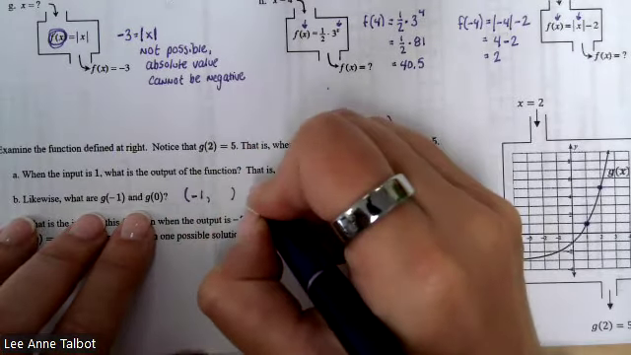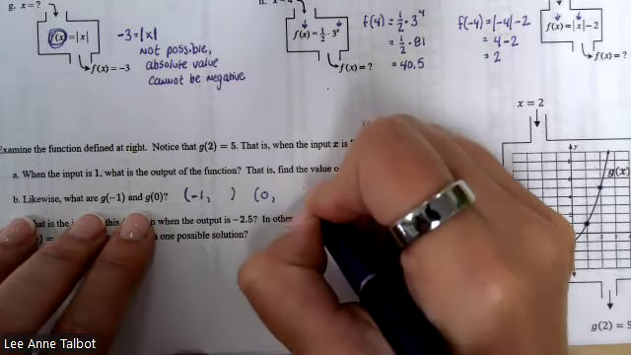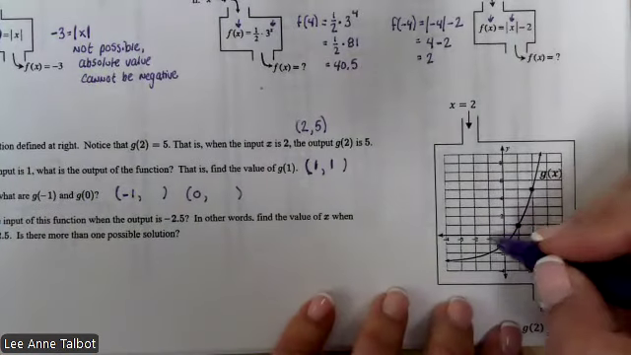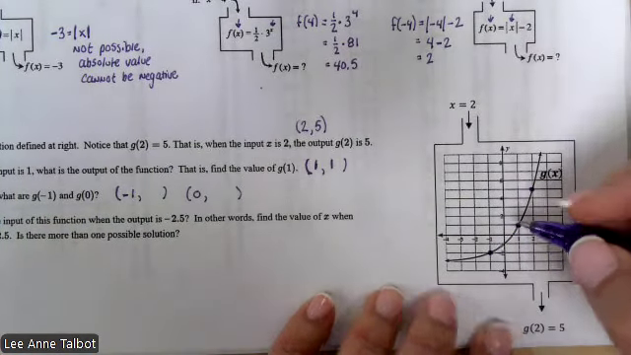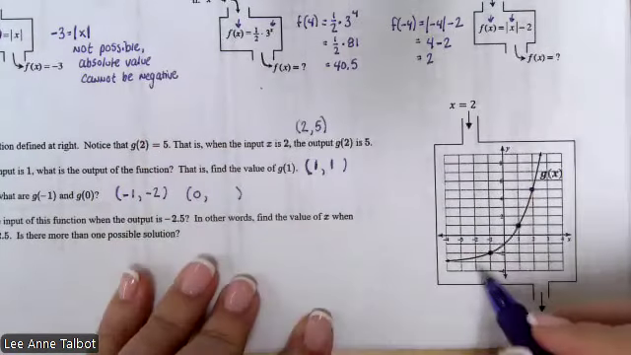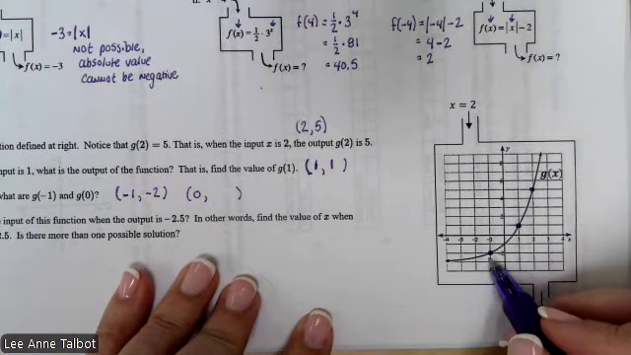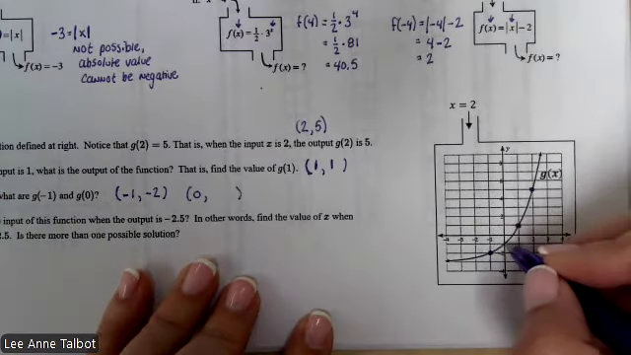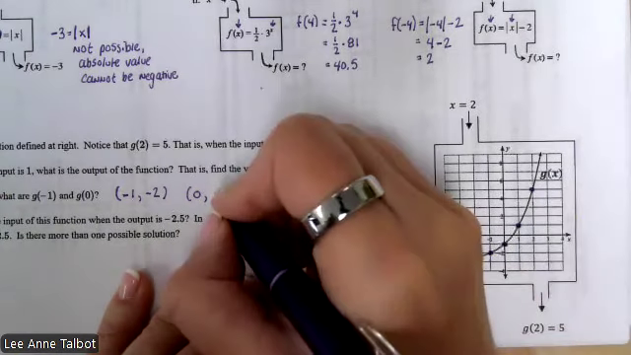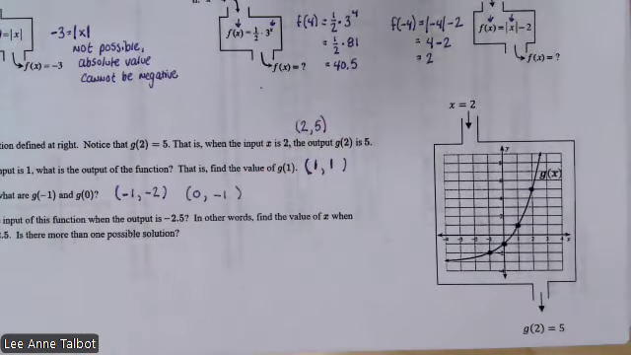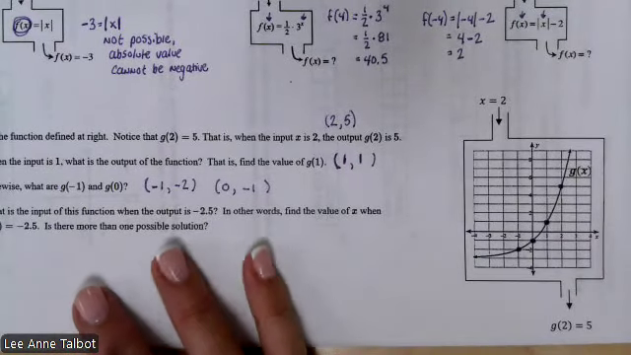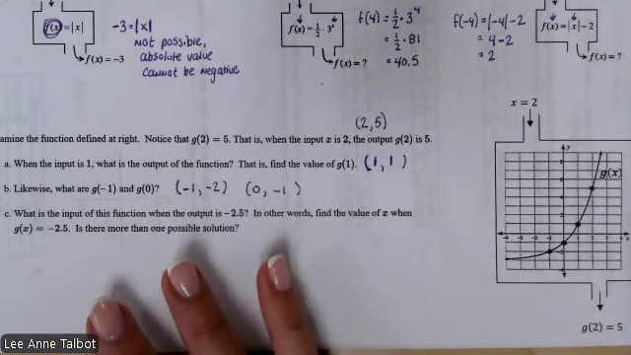-1 comma something and 0 comma something. -1 comma something is -2 down here. -1, -2 right there. And 0 comma something, -1. Okay. What's wrong? Are you stuck?